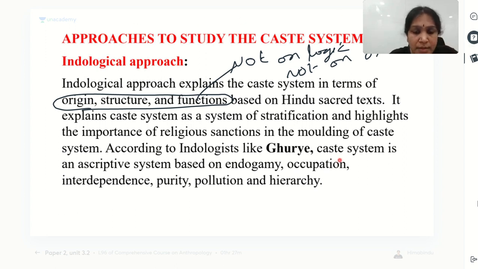Okay, so is it clear till now? So we are not studying the origin of caste system based on the logic, not based on the structure, but only based on how it is given in the sacred textbooks. Is it clear? It explains caste system as a system of stratification. Indological approach explains caste system as a system of stratification.